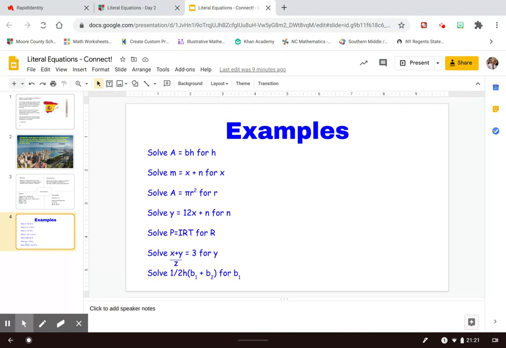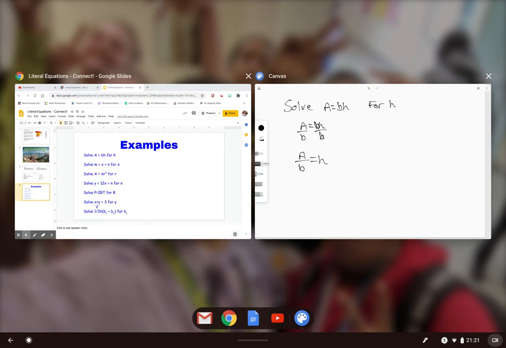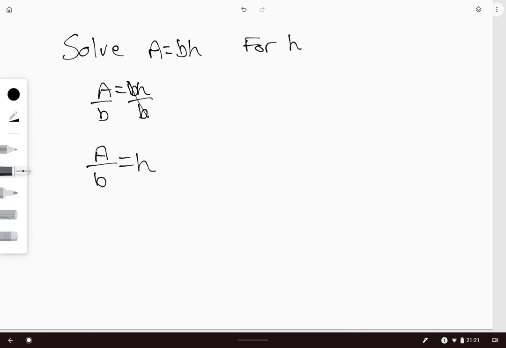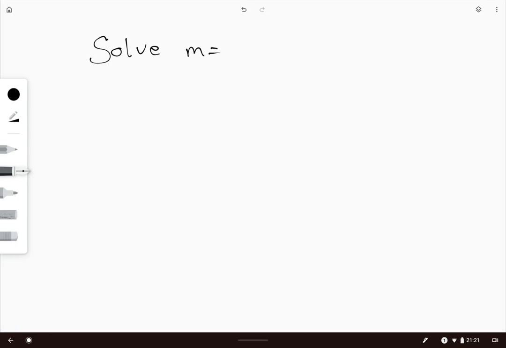So our next example is to solve m equals x plus n for x. All right, so if you notice here, we're going to say solve m equals x plus n for x. And hopefully you're doing these with me, even though I didn't say to. I hope and trust that you are.